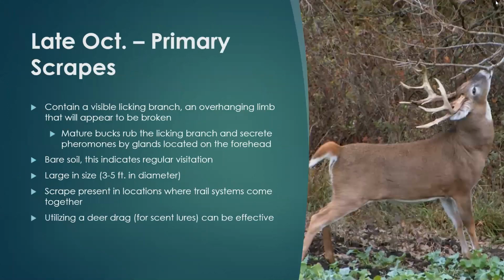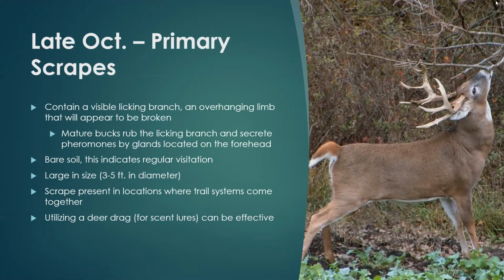Now, primary scrapes are scrapes that are oftentimes very big. A lot of times they can be up to 5 feet in diameter. Again, a lot of this sign we're talking about, the rubs and scrapes, starts to appear around mid-October, but you're really going to start seeing it everywhere as we progress closer and closer to Halloween. But with these primary scrapes, you can see what this buck here is doing.